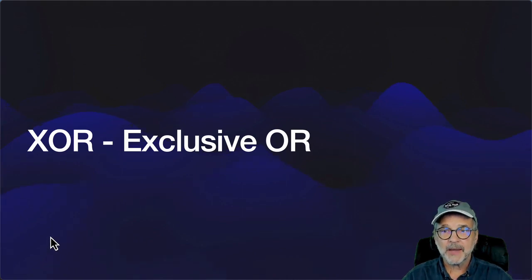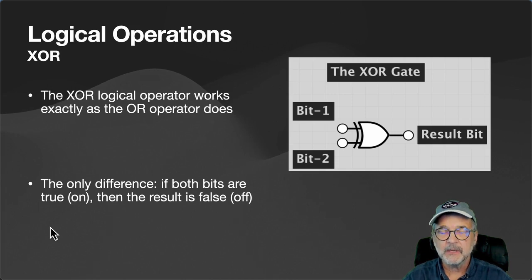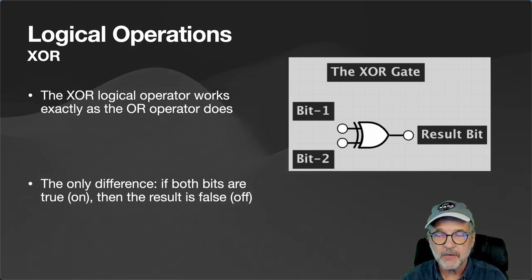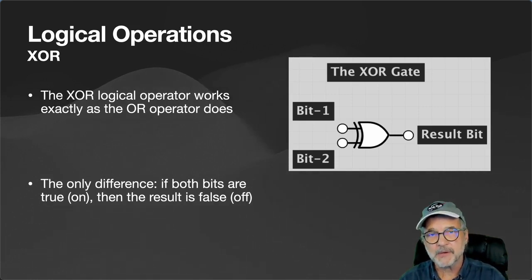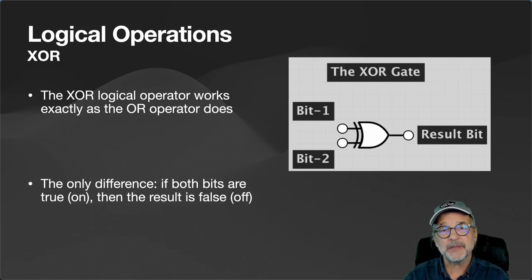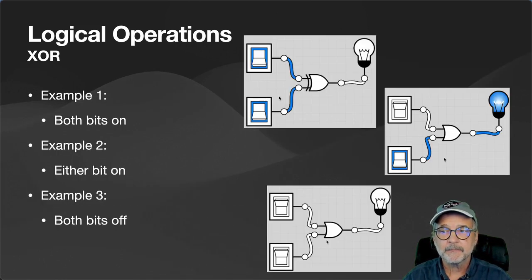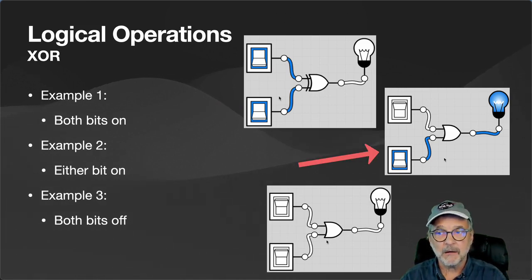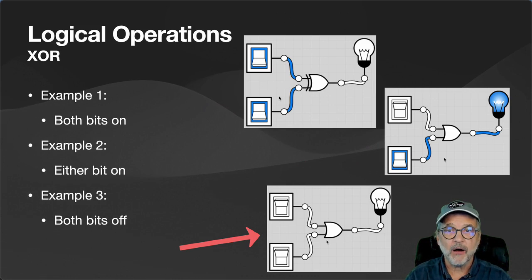Now an XOR gate, or an exclusive OR, works just like an OR gate, except if both of them are on, the output is off. So if you remember, an OR gate means that if either bit is turned on, the output is on. Even if both are turned on, the output is on. However, in an exclusive OR gate, if both of them are on, it's turned off. And here's an example. Both of them are on, it's off. If either one of them is on, it's on. If both of them are off, it's off.